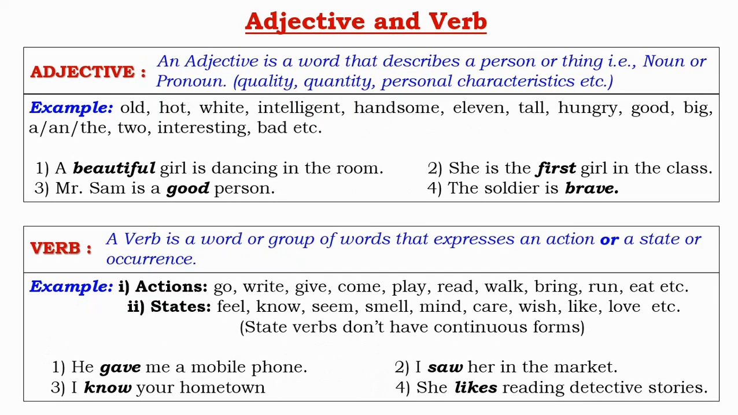Adjective. Now here is another part of speech called adjective. An adjective is a word that describes the quality, quantity or characteristic of the noun or the pronoun. That is describing a person or a thing. Some adjective words are old, hot, white, intelligent, handsome, elegant, etc. A few examples of adjectives in sentences are: number 1, a beautiful girl is dancing in the room.